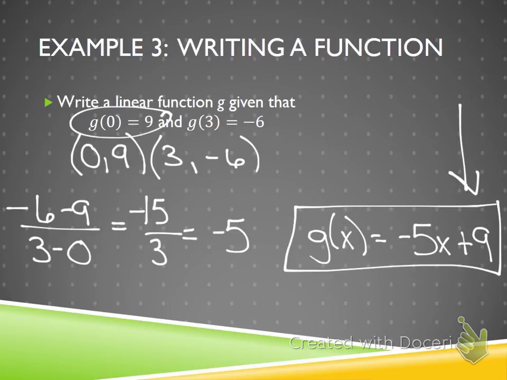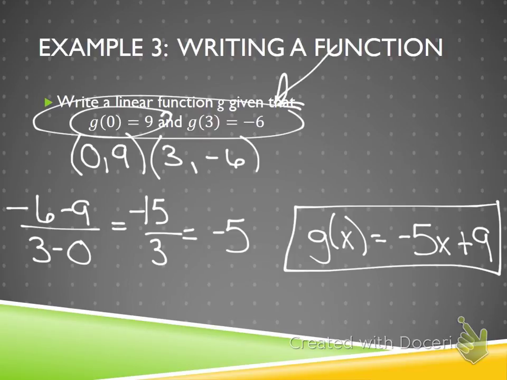Wait, how did I come up with 9? How did I know positive 9? Because the ordered pair was 0, which I learned yesterday. The reason I knew g of x is because it gave me g values here in my original information. And remember, I'm writing this in function notation, not in function form, the y equals. So it's got to be g of x.